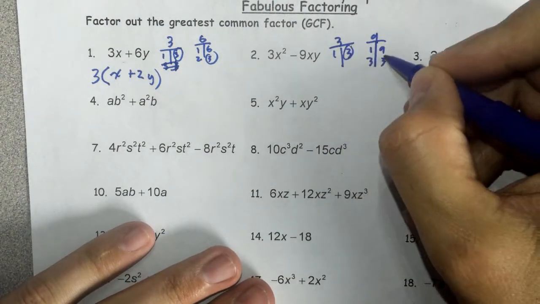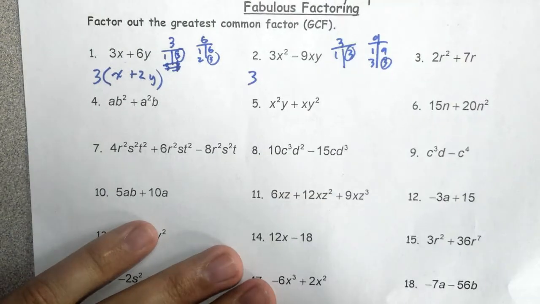Biggest number here, 3 and 3. So that's part of my greatest common factor.